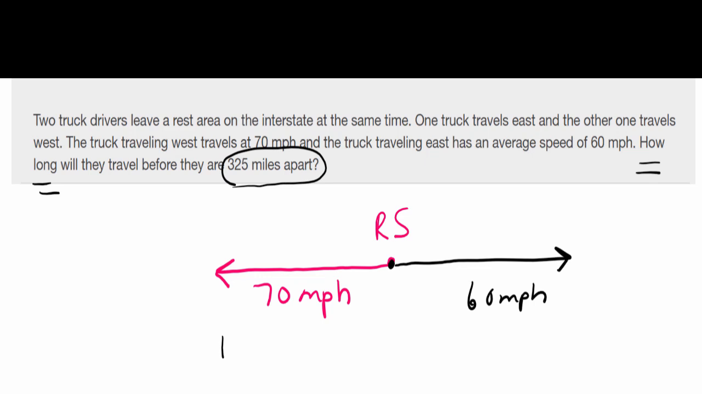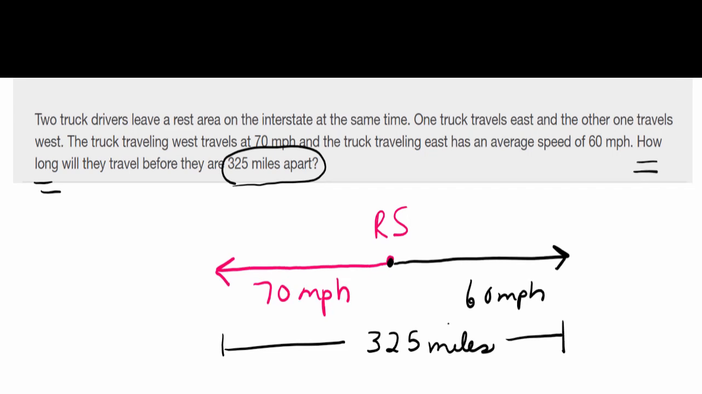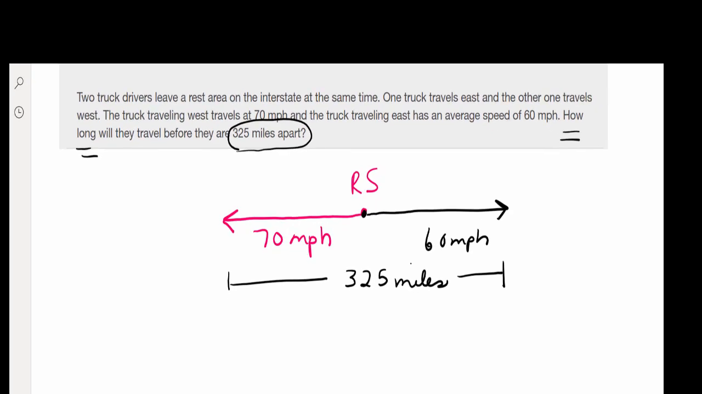So this distance that they're going to travel is 325 miles. And we're asked for how long, which means time. So we're asked to find the time that the trucks are traveling. Okay, so let's use a table to organize our thoughts, keeping this diagram in mind. So let's go to the table.